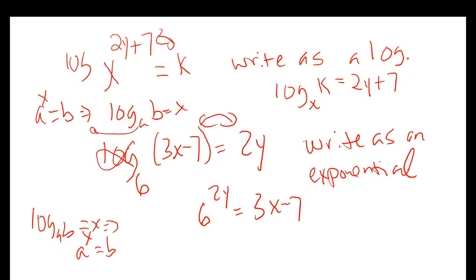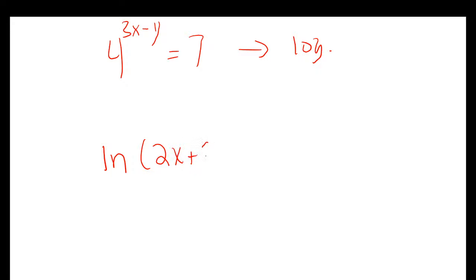Yeah, we can. All right. Let's go: 4 to the 3x minus y equals 7. And let's convert this to a log. And let's go: ln of 2x plus 5 equals 6. And let's convert this to an exponential. Very tough. That second one's really tough, but I think you can do it.